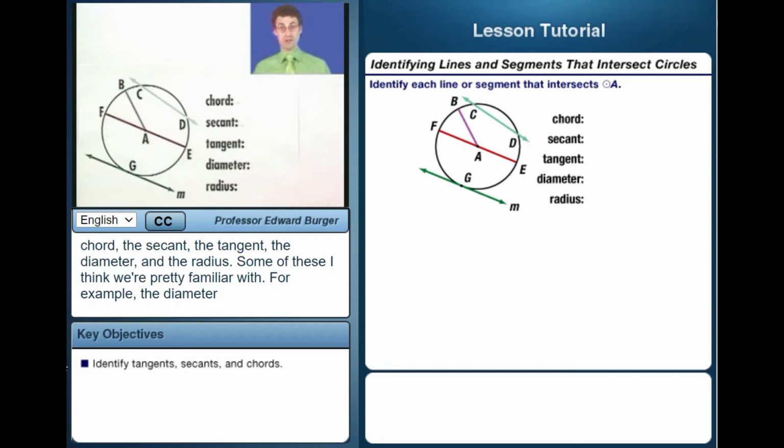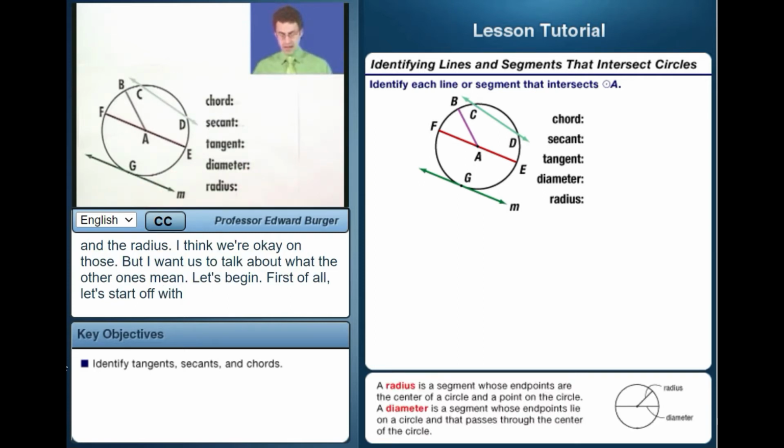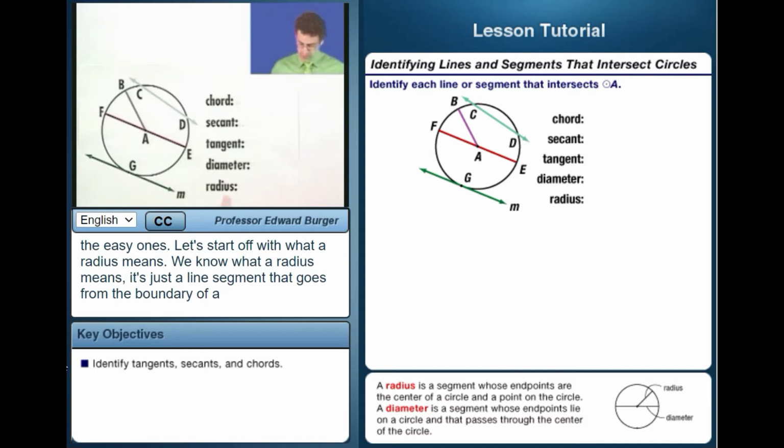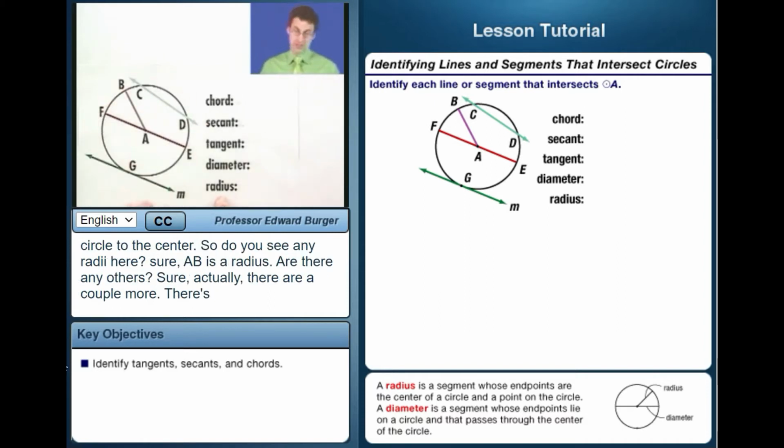Now, some of these I think we're pretty familiar with. For example, the diameter and the radius. I think we're okay on those. But I want us to talk about what the other ones mean. So let's begin. First of all, let's start off with the easy ones. So let's start off with what a radius means. Well, we know what a radius means. It's just a line segment that goes from the boundary of the circle to the center.